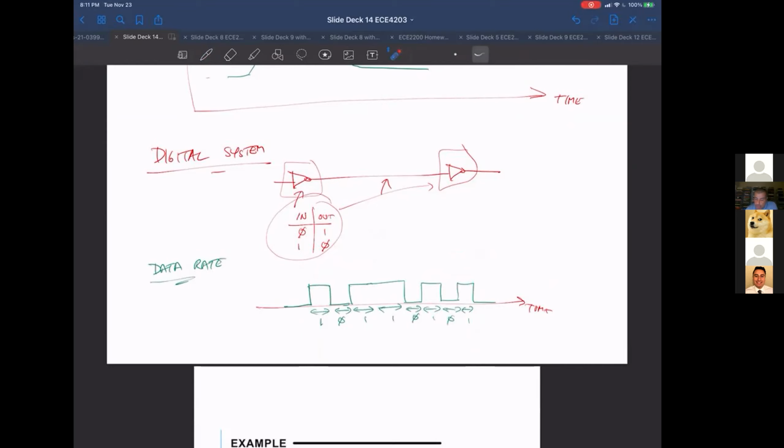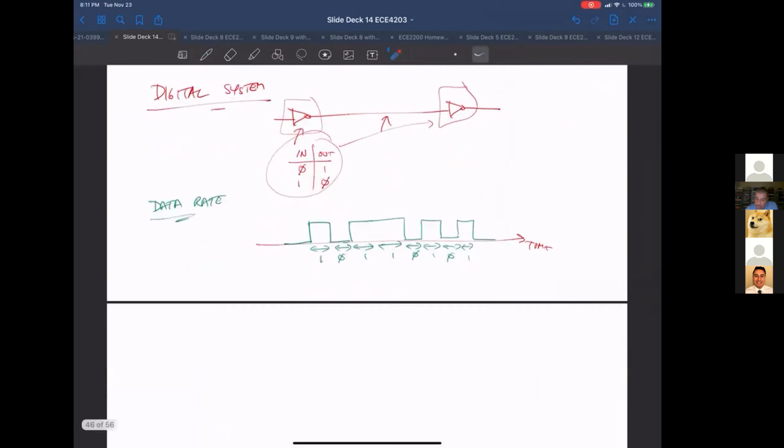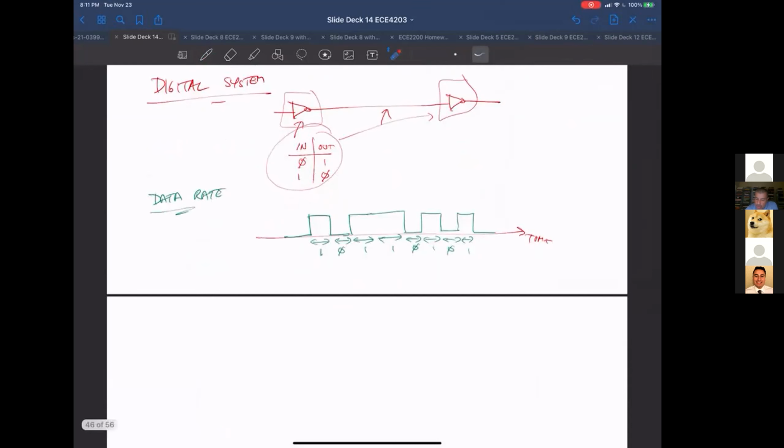Yeah. So for a whole segment of time, you would want to see the max bit rate for getting a one and then a zero and then a one and a one again. Yeah. For example, that was just an example, right? It could be any sequence of data.